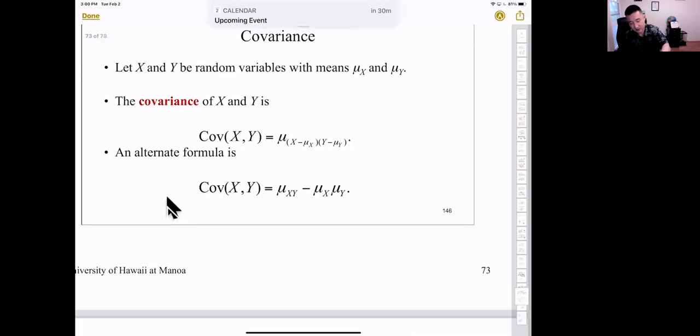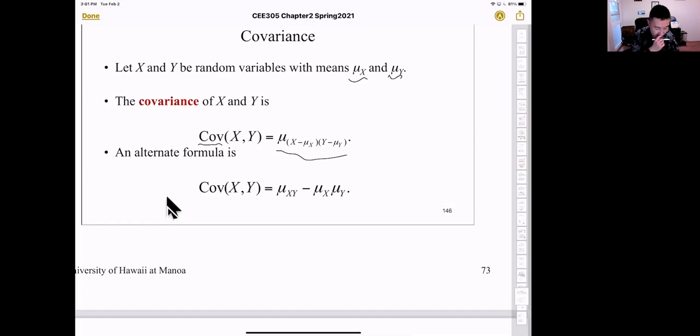All right. Covariance. So this is a new definition here. X and y are random variables with different mean values, mu x and mu y. Covariance is defined as this equation. COV means covariance. So covariance of xy is equal to the mean value of the product of x minus mu x, where mu x is the mean value of x, times y minus the mean value of y.